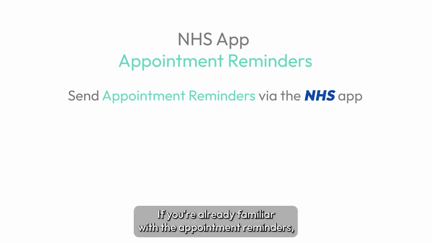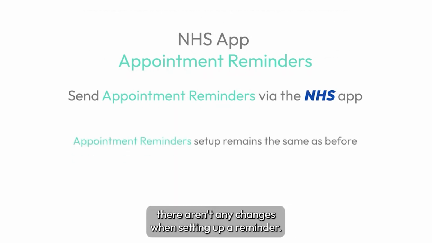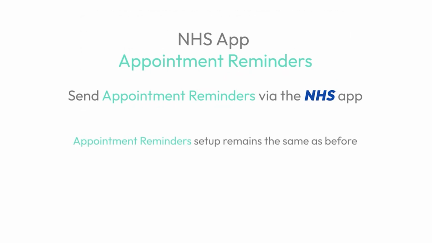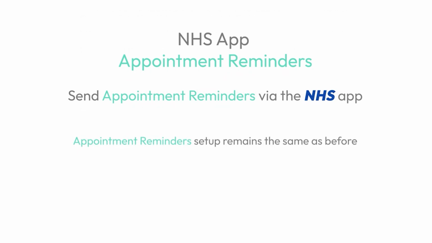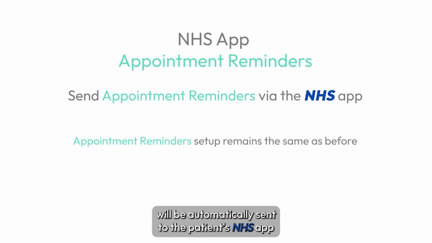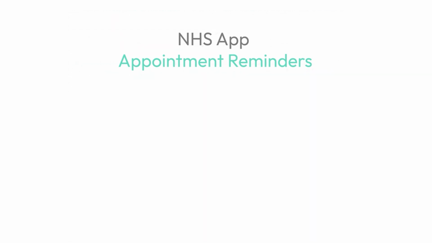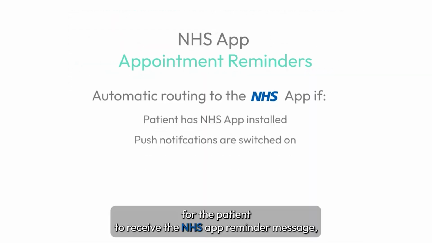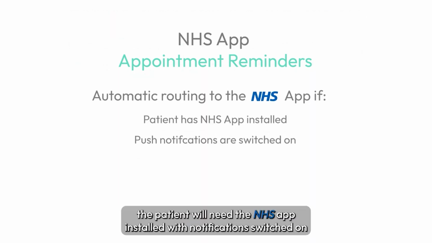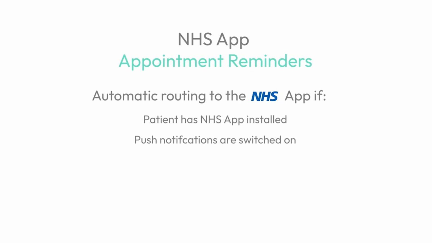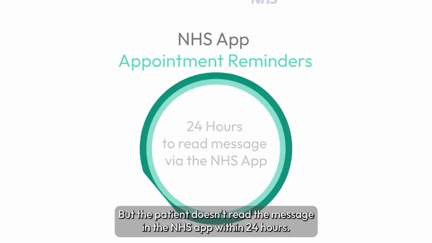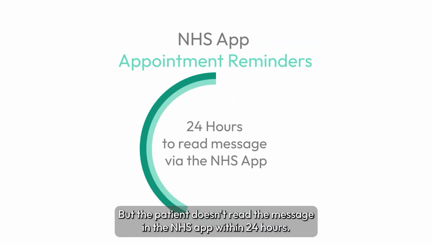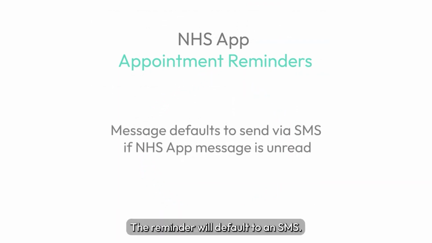If you're already familiar with appointment reminders, there aren't any changes when setting up a reminder. Any appointment reminders and post-appointment messages sent from your organisation will be automatically sent to the patient's NHS app. For the patient to receive the NHS app reminder message, the patient will need the NHS app installed with notifications switched on. If the appointment reminder is sent via the NHS app, but the patient doesn't read the message in the NHS app within 24 hours, the reminder will default to an SMS.